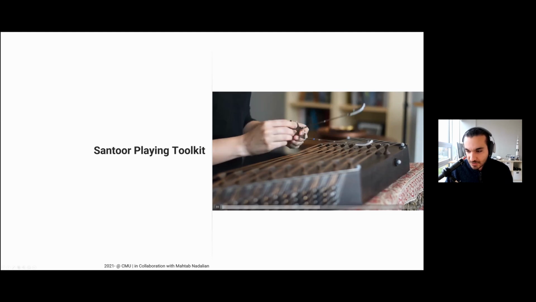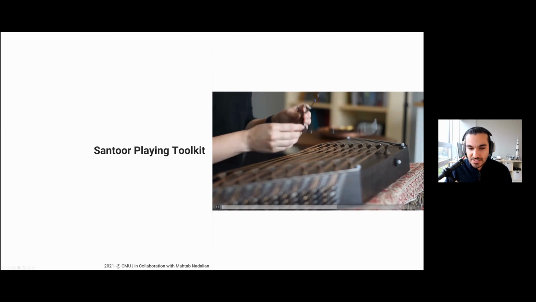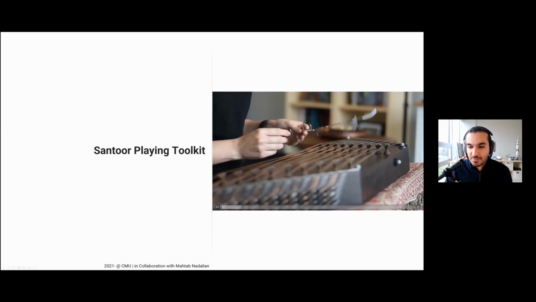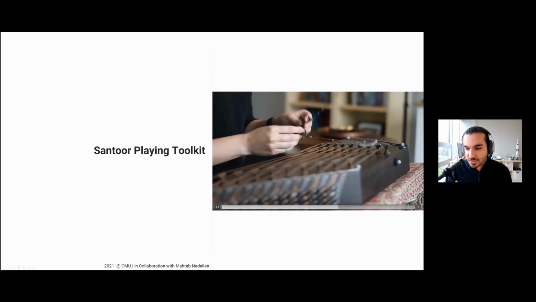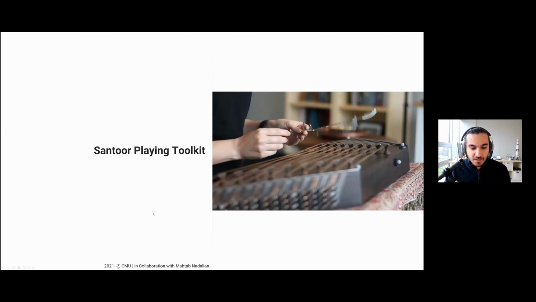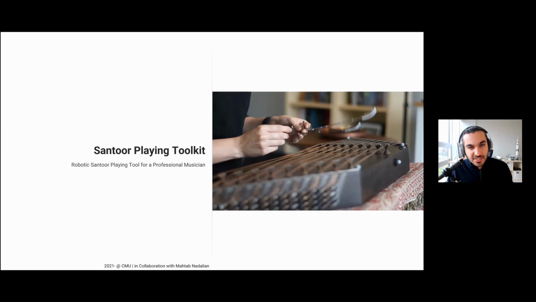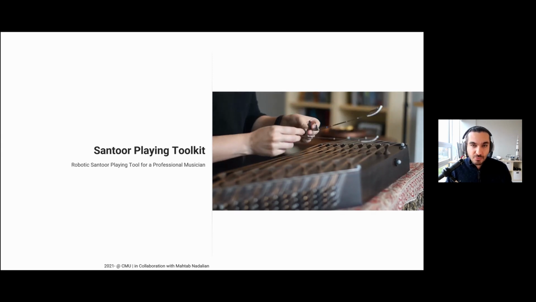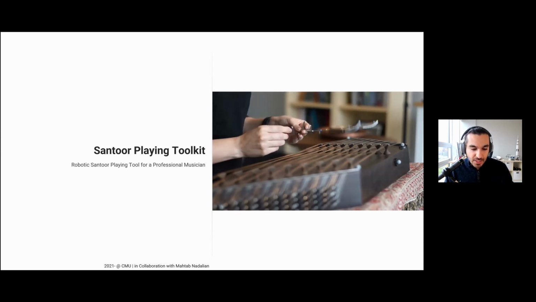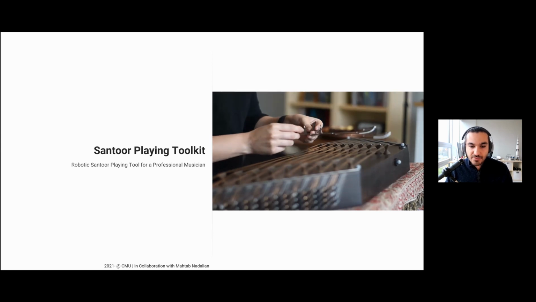But the last project that I want to talk about today is this project that I'm right now working on. This is santur, a Persian traditional musical instrument. And I'm doing this project with a friend of mine, Mahtab Nadalian. She's a professional santur player, and she's also a sound engineer. So the idea here is not to make a robotic arm that replaces her, but actually making a robotic tool that collaborates with her in a performance.